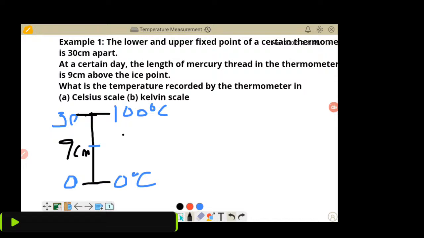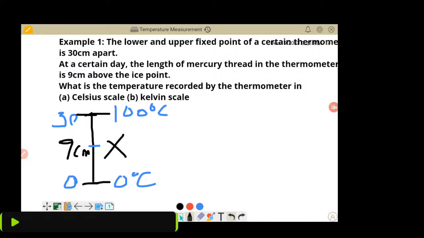So how do we find the value of the corresponding temperature? Very simple, without even using any formula. Just ensure that whatever you do to the centimeter side of this thermometer sketch on the screen is what you are going to do to the degree Celsius side.